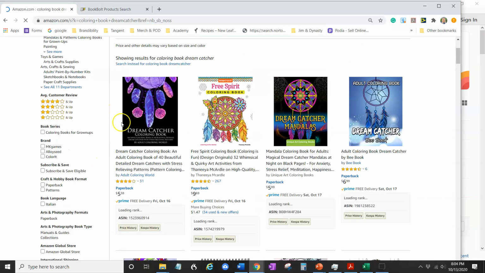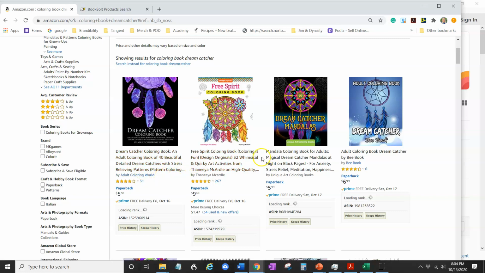Okay, so how do I do keywords, right? What I start doing is I literally get a pen and paper out. You could type this into an Excel file, but I am a huge pen and paper fan, and I start writing things. Dream catcher coloring book. And then I start looking. Adult coloring book, so keywords, you know, coloring book, adult, dream catcher. And you can see that maybe dream catcher with one word, two words. Beautiful. Stress relieving patterns.